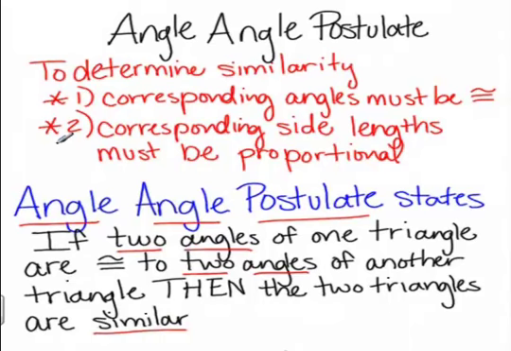But you'll probably agree with me that checking all of that to determine similarity is a lot to do. Well, you're in luck. Today starts the shortcuts in determining similarity. The first one we're going to discuss is the angle-angle postulate. So, what does this postulate say? The angle-angle postulate says, if two angles of one triangle are congruent to two angles of another triangle, then the two triangles are similar. Now, some examples will be straightforward, and some are going to make you work to determine similarity. So let's look at some examples.